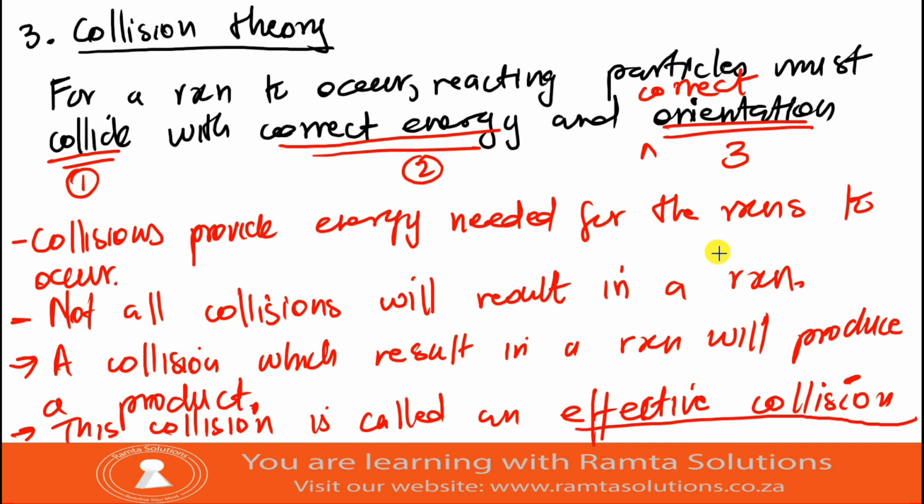Remember the conditions for collision theory. One, reacting particles must collide. They shouldn't just collide. They must collide with the correct energy, and they must collide with the correct orientation. When we say correct orientation, we are not just saying orientation for the sake of it. It is the correct orientation at the moment of impact. So these are the conditions of your collision theory.